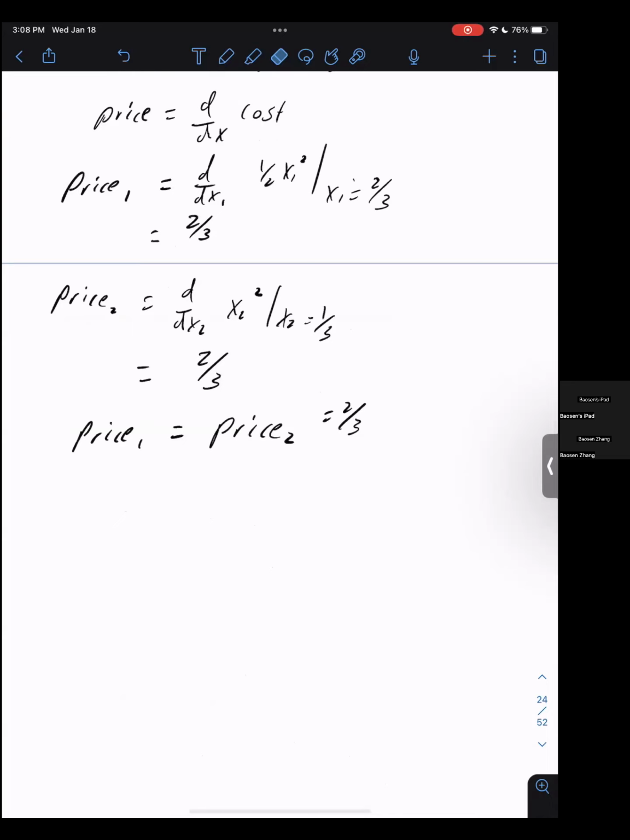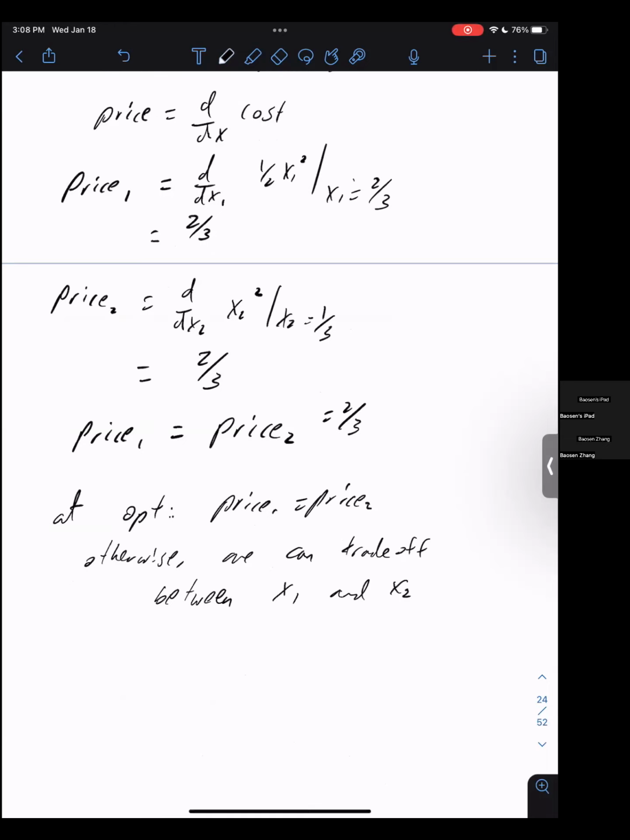So the idea is, at the optimum point, the price must be equal. Otherwise, we can trade off. Okay? So if one is more expensive than the other, you can always trade them off, right? By doing more of one, less of the other. The only time you cannot do it is if the prices are equal to each other. Okay? Any questions about the intuition behind this observation?